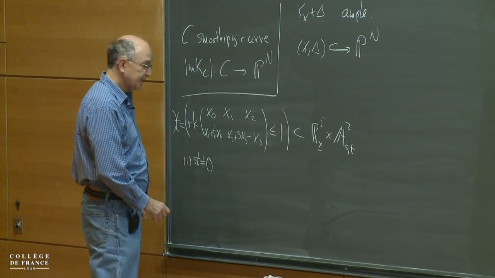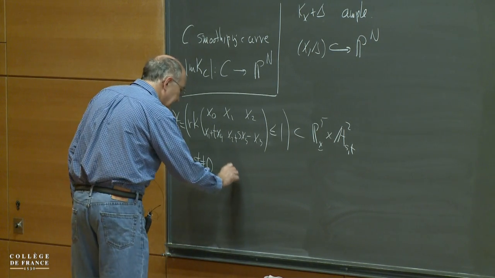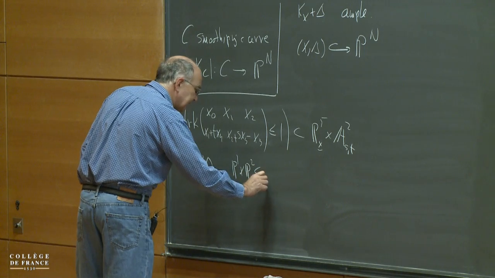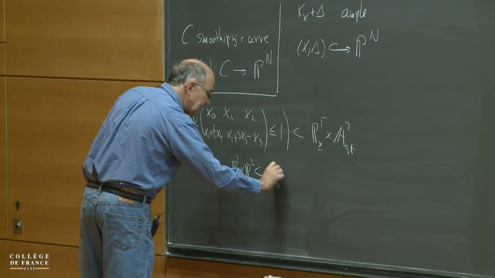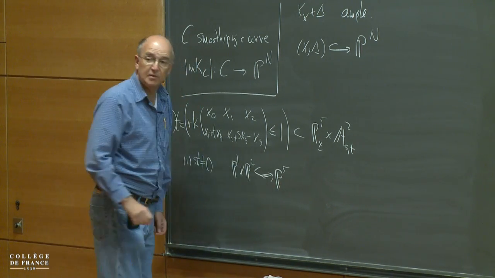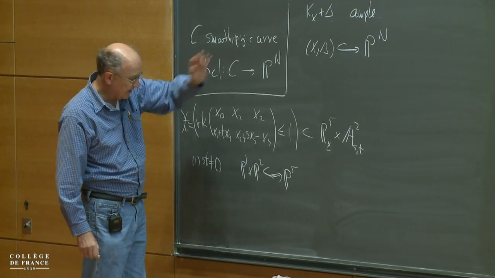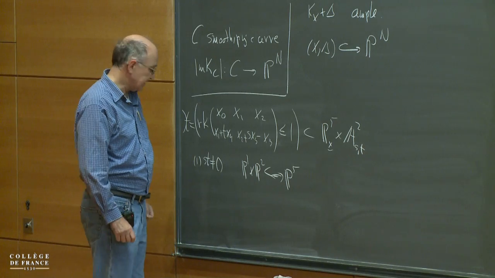And now this describes, I believe, the Segre embedding of P1 cross P2 into P5. So this is smooth. As far as the singularity is concerned, this is nice.